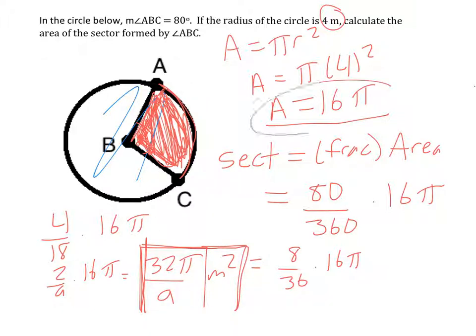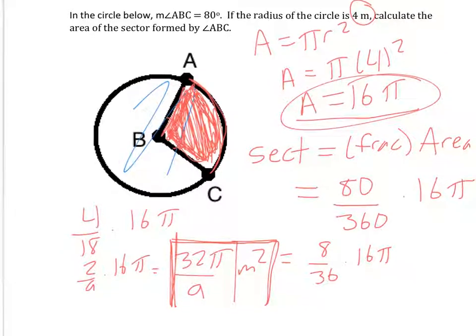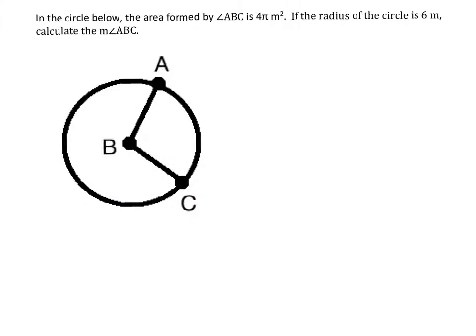So it's smaller. 16 pi is bigger than 32 pi over 9. So 32 pi over 9, it's roughly 30 over 10. It's roughly 3 pi. So it is definitely a fraction of this area here. All right, so that's one way to do that problem. Let's go to here's a problem where we know the angle, this area they're telling us is 4 pi, and we know the radius, we want to find the angle.